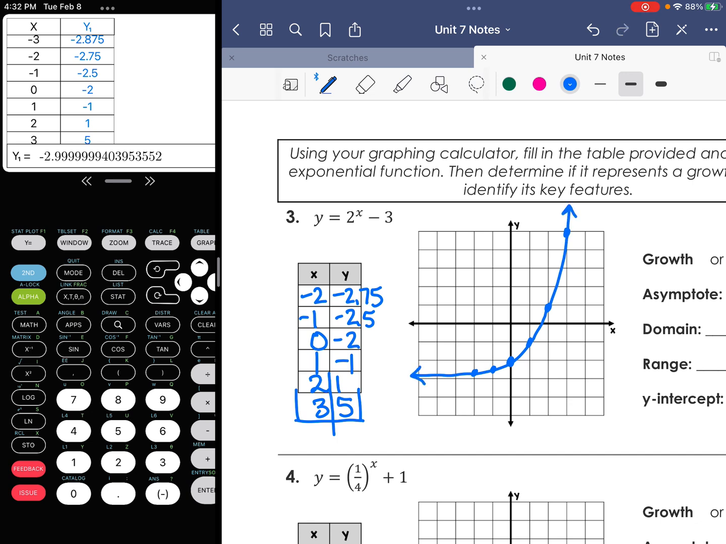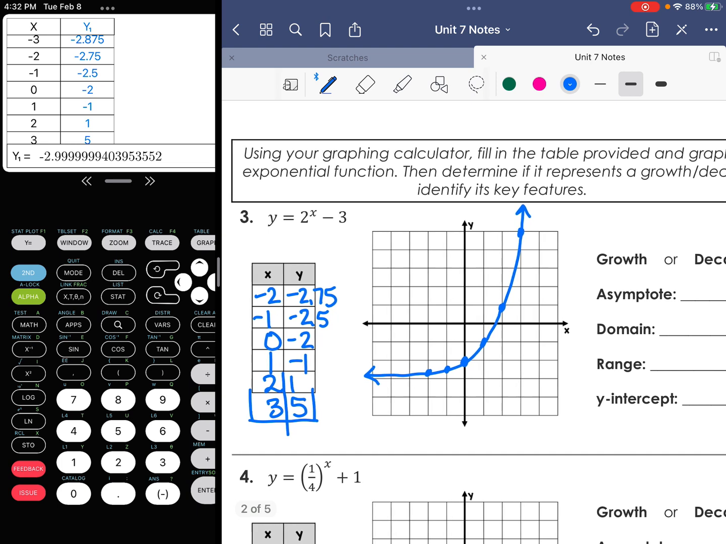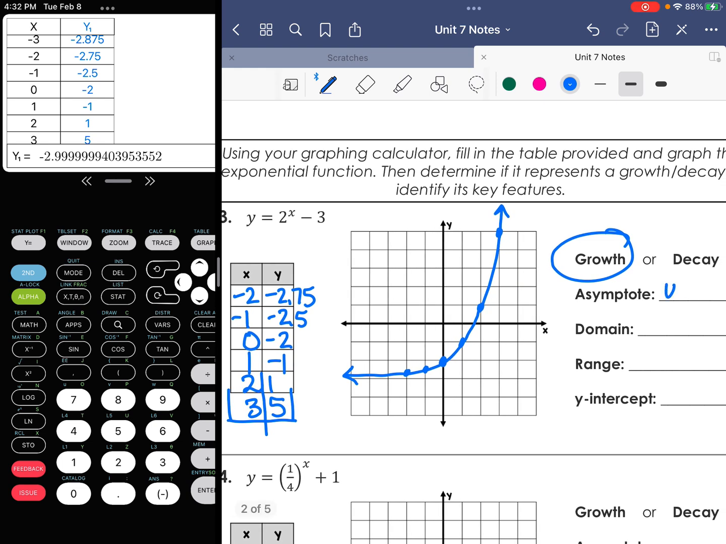The pen was trying to make that a straight line. So obviously this had a whole number here. This is going to be growth. The asymptote this time though is y equals -3 because that boundary has now been moved down here to -3. So we have to keep that in mind.